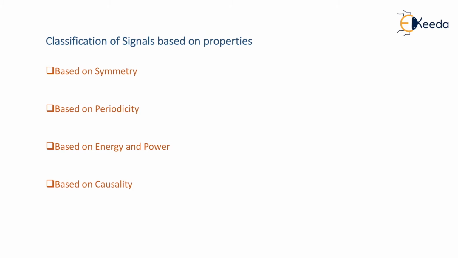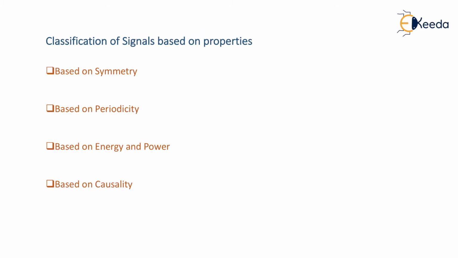In our very first lecture, we have already learned classification of signals, but those were broad classifications like continuous time signals, discrete time signals, deterministic signals, random signals. So such basic types we have already seen. But depending upon the individual property of the signal, we have this type of classification.